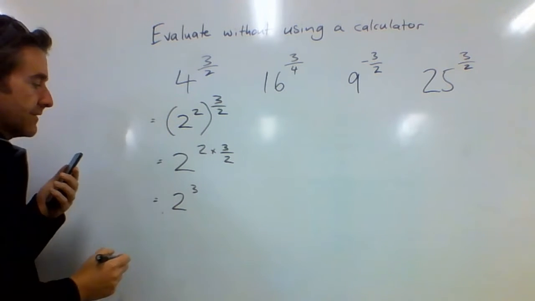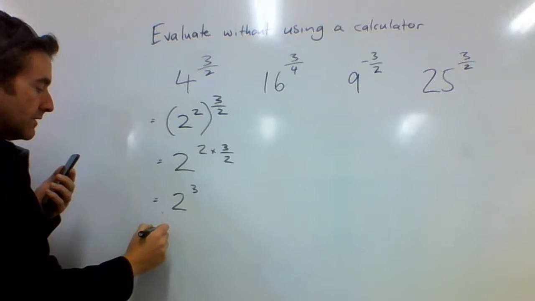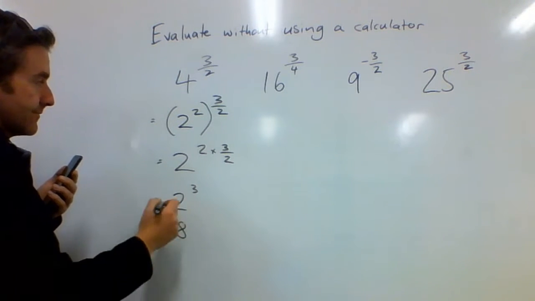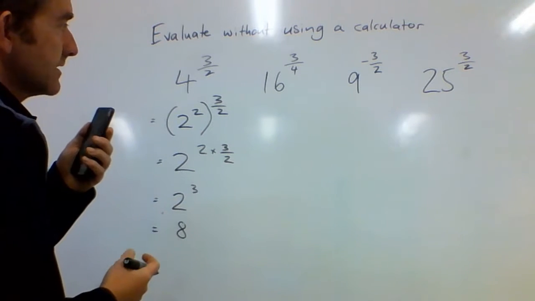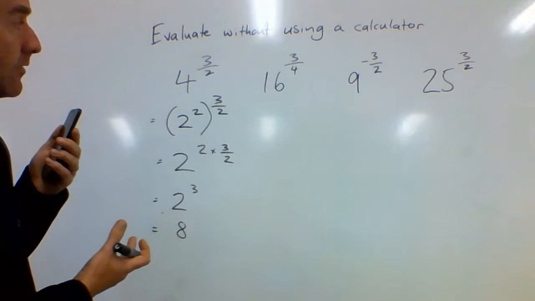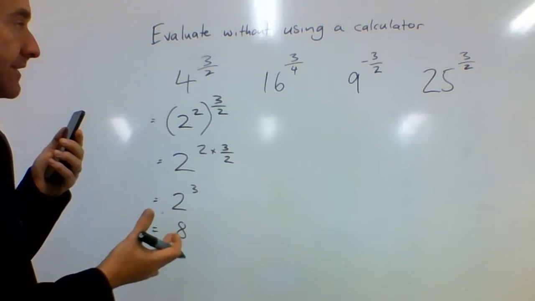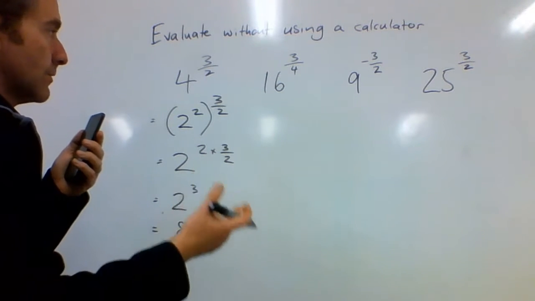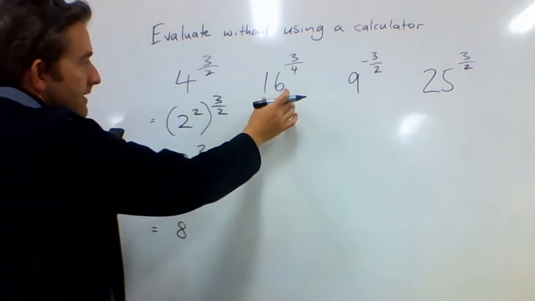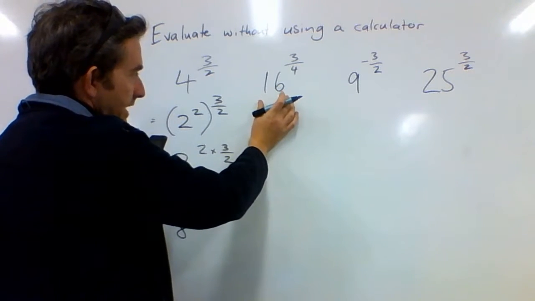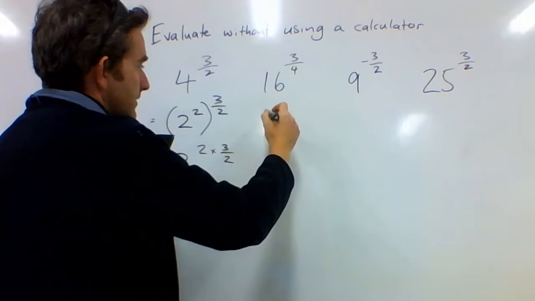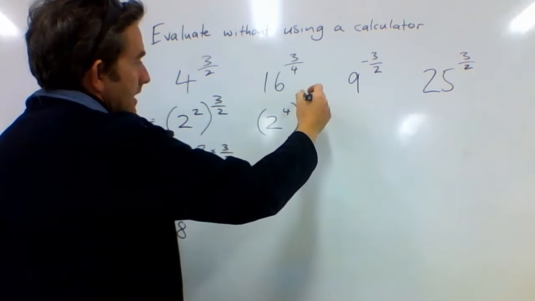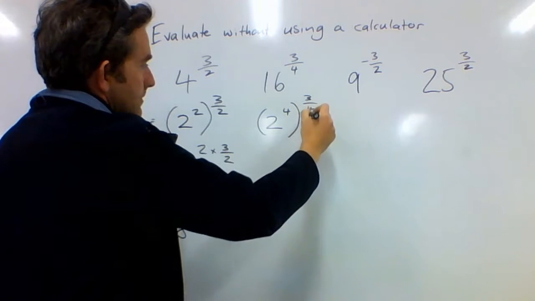Depending on the question, I might ask you to leave it in that form, or you know that 2 to the power of 3 is 2 times 2 times 2, so that's 8. In the next question, I've got 16. Now, a common mistake when people see 16 is to think, oh, that's 4 squared, so I'll use 4 squared. But of course, 4 is a power of 2. So let's look at this in terms of power of 2. 16 is the same as 2 to the power of 4. It's 2 times 2 times 2 times 2. That's to the power of 3 over 4.